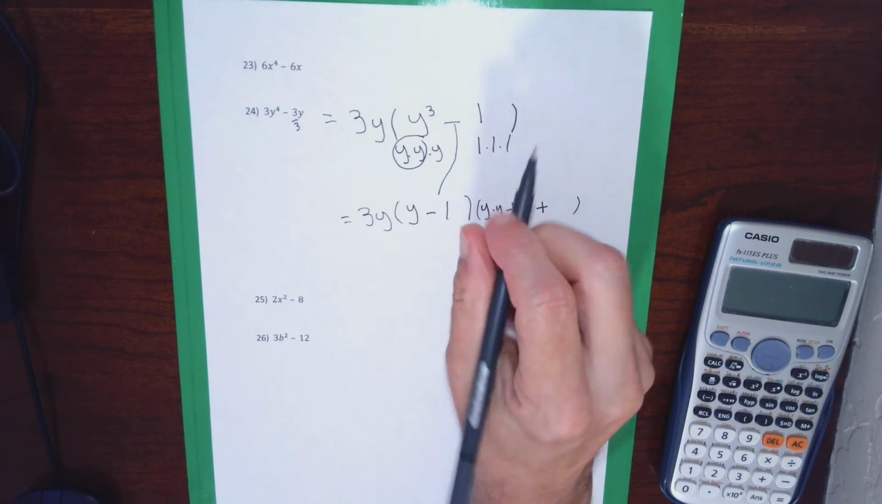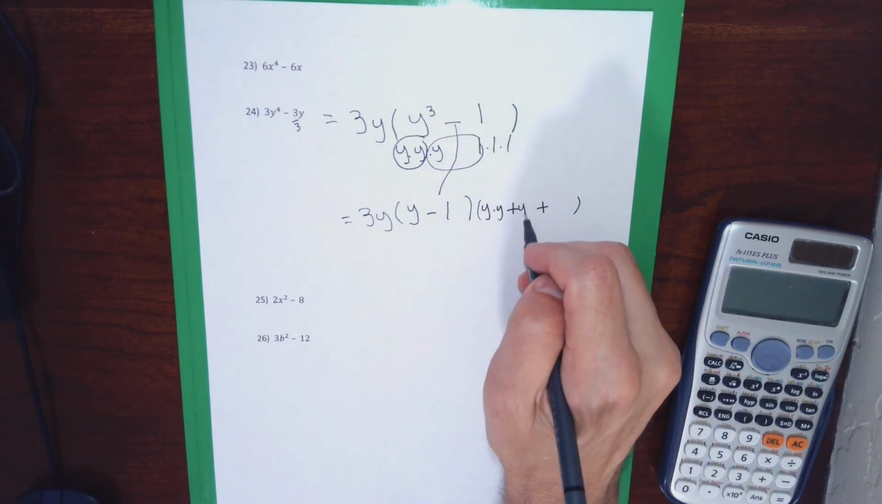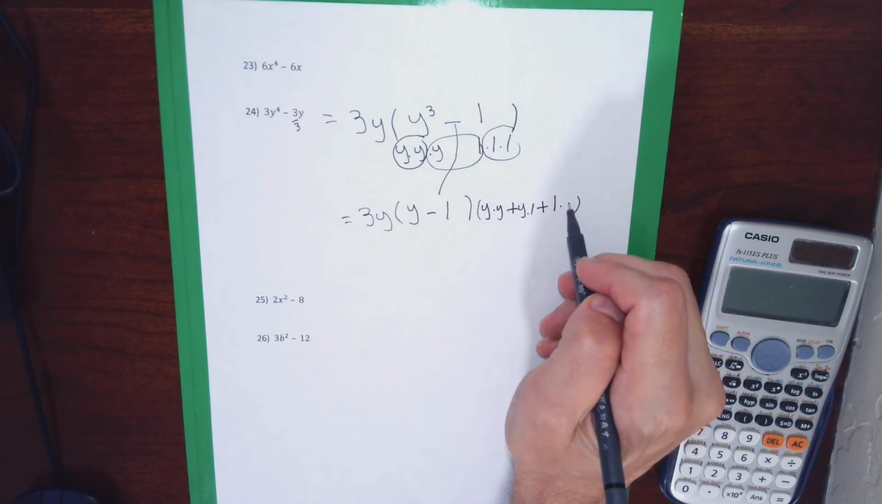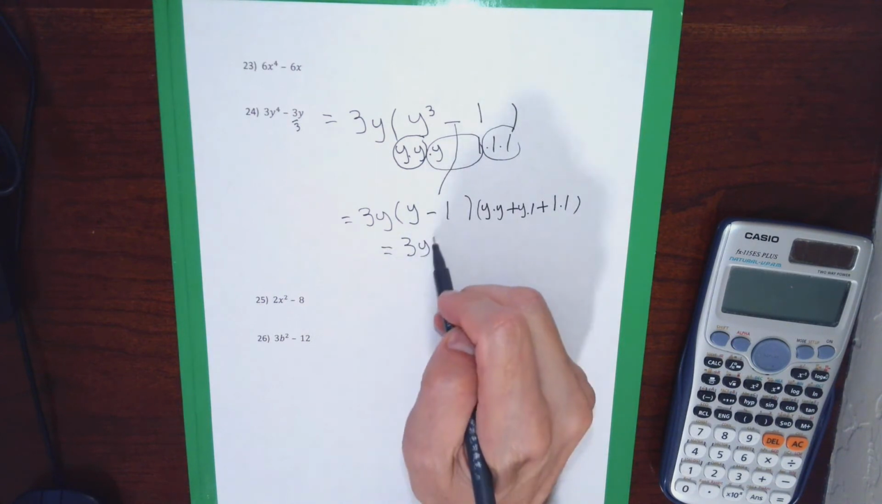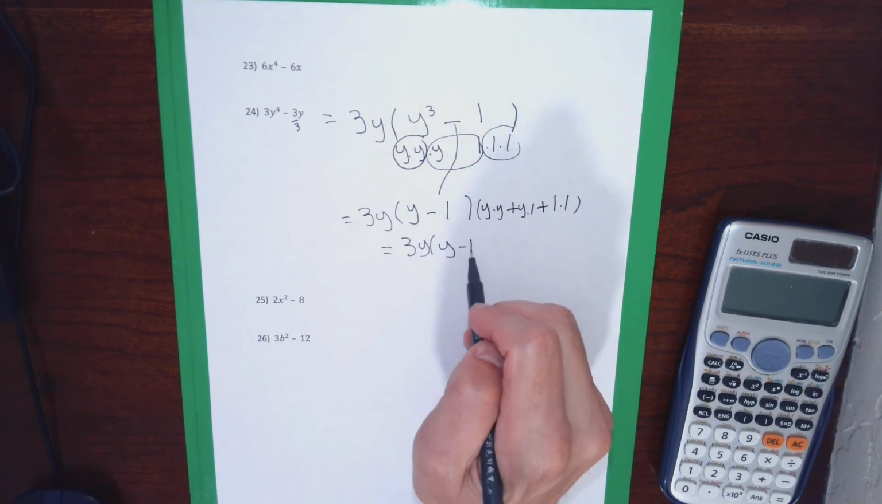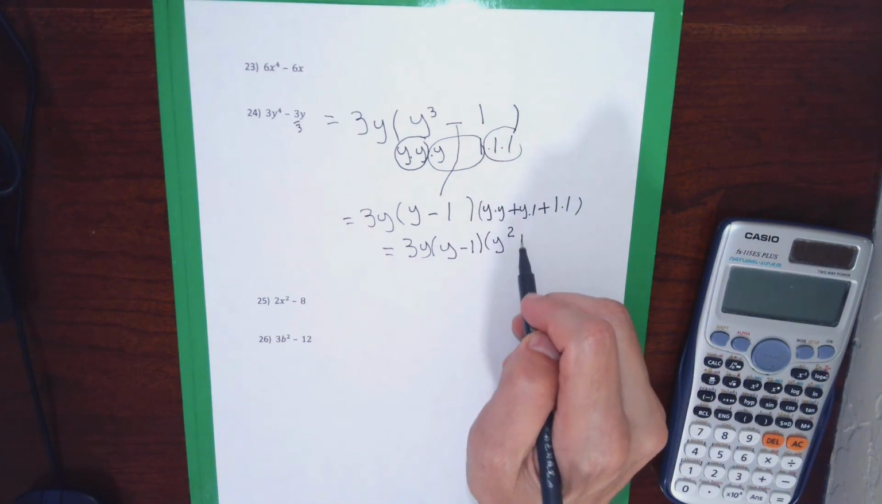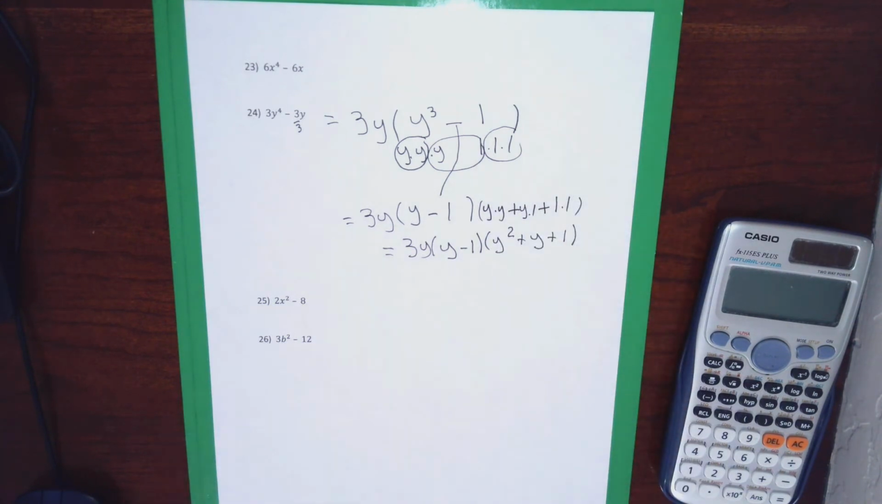So my first pair is y times y. My second pair is y times 1. My third pair is 1 times 1. Usually I would just write the answer down and not write that second parentheses with the multiplication left to be done. Ultimately, this is the best answer for 24.